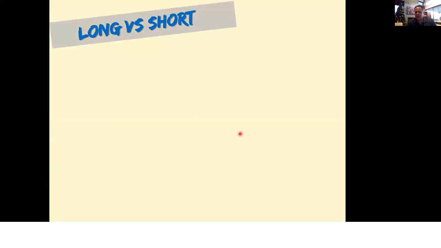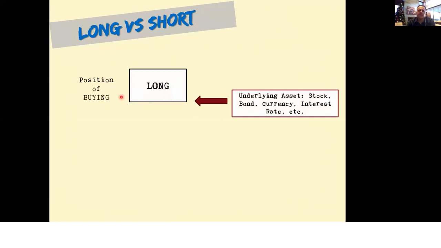Now let's analyze the long or short positions. If you take a long position, based on your motivation or your expectation of future events, that means you're buying: at the expiration, you will receive the underlying asset, and of course you will pay a price. That's why you are taking a buying position.